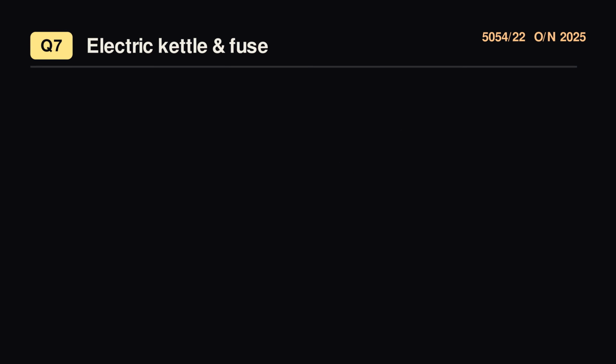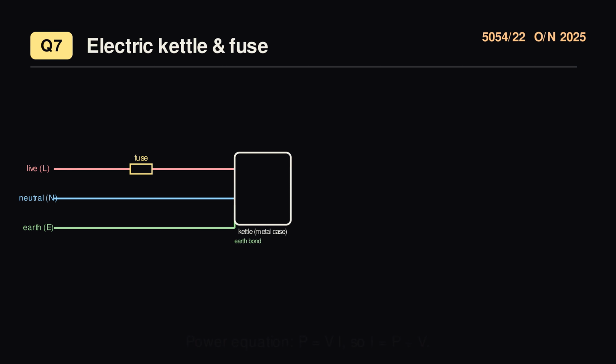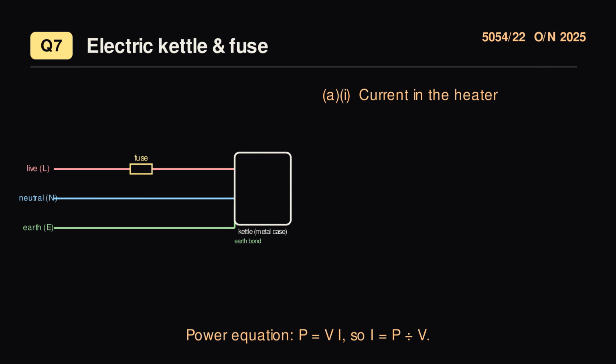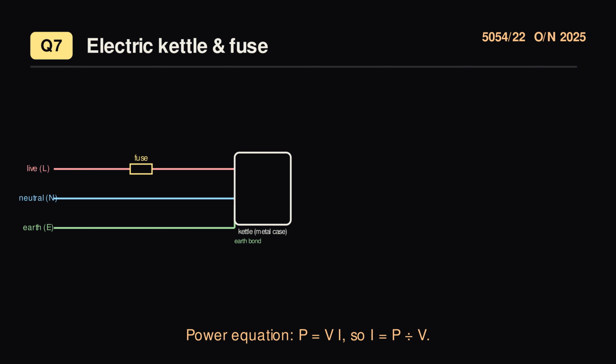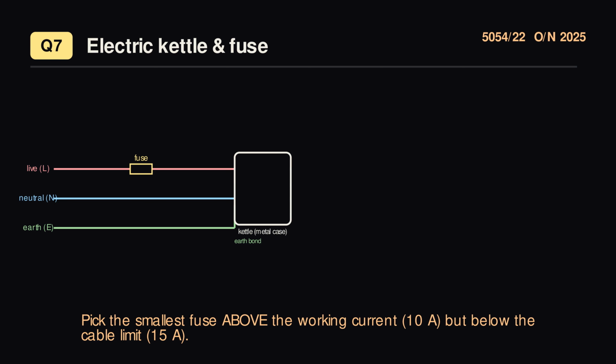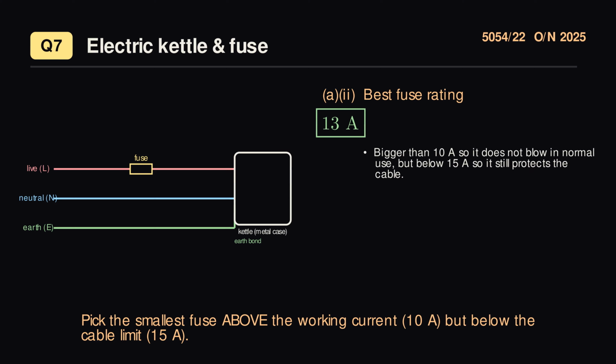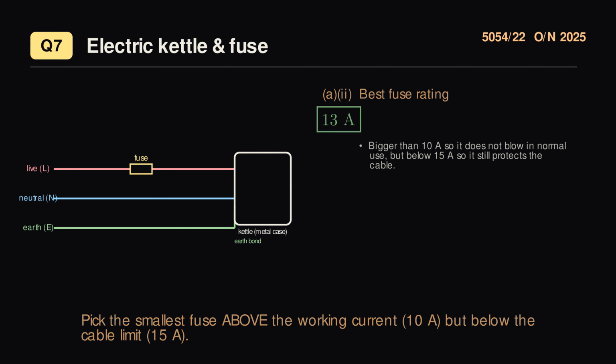Paper 5054, October-November 2025, Question Paper 22. Question 7. Electric kettle and fuse. Part A. Part 1. Using P equals VI, the current is power divided by voltage. 2300 watts at 230 volts gives 10 amps. Part A. Part 2. Choose the 13-amp fuse, just above the 10-amp working current but below the 15-amp cable limit.